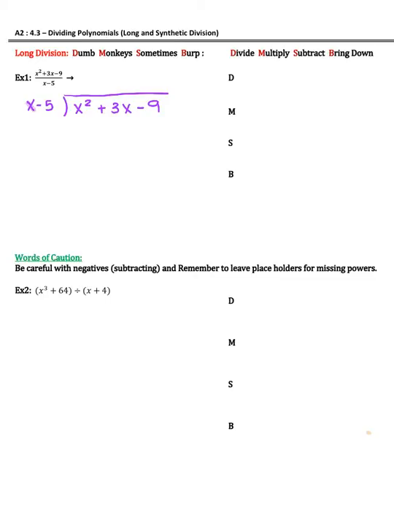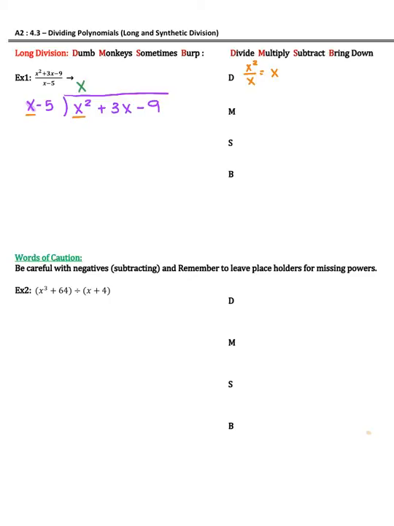So you're always focusing on just the first term when you start off. And the D represents divide. So I'm taking x squared and I'm dividing it by x. And so you're taking the x squared divided by x, and the answer would be x. So where do you put your answer? It goes on top.